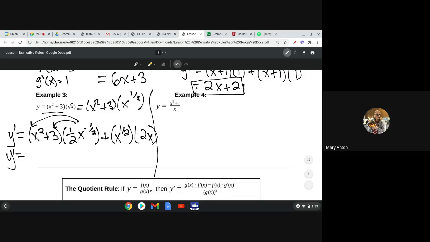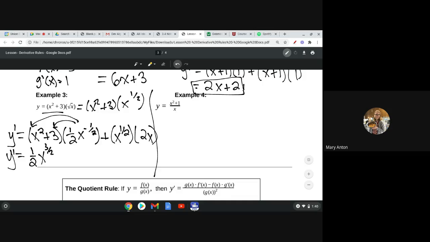So take 1/2 x to the negative 1/2 times x squared. So that's 1/2 x to the 3/2. That's 1/2 x to the negative 1/2 times x squared. Because when you have the same base, like x squared times another x to the 1/2, you add those exponents to get an exponent of 3/2.